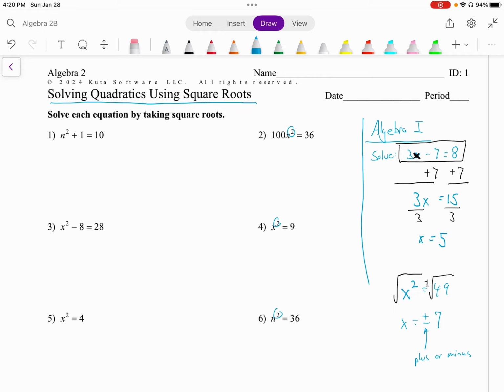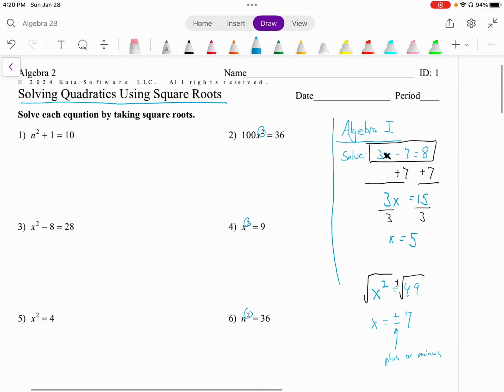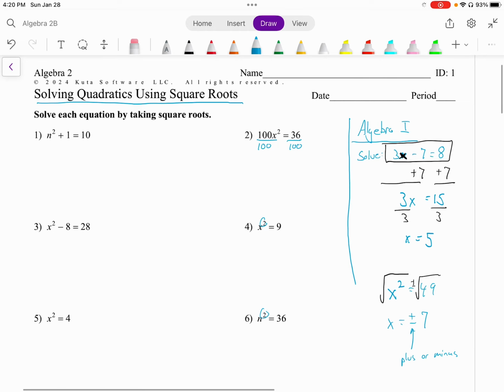I'm going to work through the even questions here. In number 2, we want to solve for x. There's a square there, so the first thing we're going to do is isolate the squared term. How do we isolate the squared? In this case, we can subtract 100 from both sides. And we get x squared equals 36 over 100.